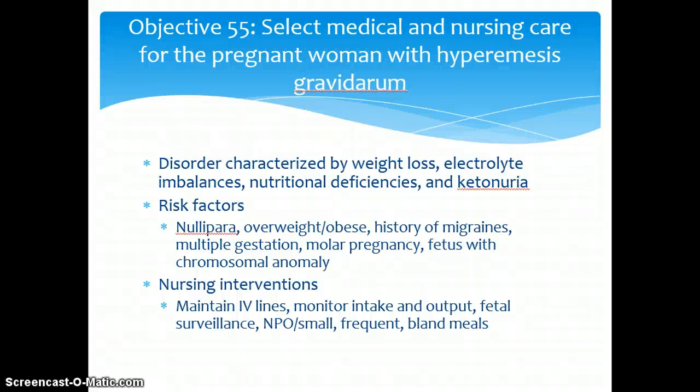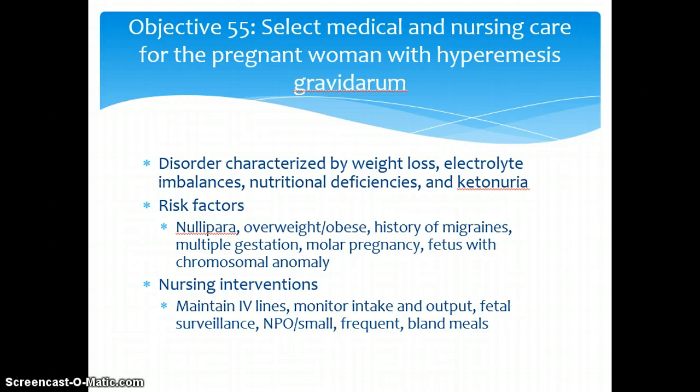Continue on with Unit 4, Part 7, Objective 55: Select medical and nursing care for pregnant women with hyperemesis gravidarum. This disorder is characterized by weight loss, electrolyte imbalances, which is usually the key hallmark of diagnosing it, nutritional deficiencies, and ketonuria. Risk factors for hyperemesis gravidarum include nulliparity, being overweight or obese, history of migraines, multiple gestation, molar pregnancies, and fetuses with chromosomal abnormalities.